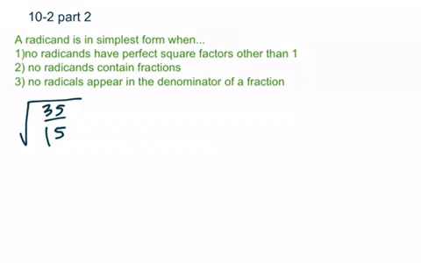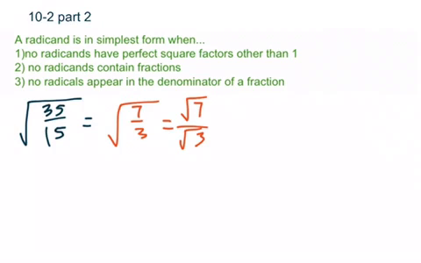Well, actually in step number 1 of this one, I noticed that 35 over 15, I can actually simplify. To simplify 35 over 15, I would divide by 5. Dividing by 5, I end up with 7 over 3. But I still have the issue of a fraction underneath the radical sign. So very simply, I'm going to rewrite this as the square root of 7 over the square root of 3.